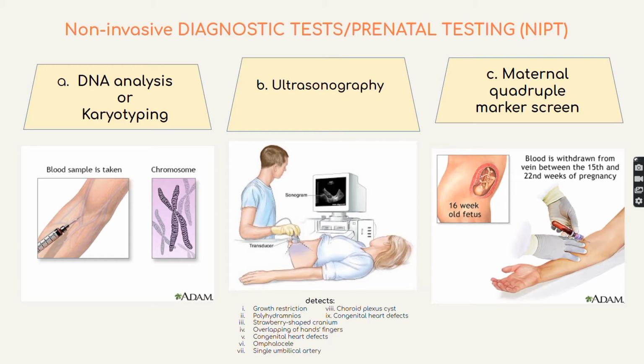Next, ultrasonography. Through imaging, sonographic abnormalities are seen with two or more of the anomalies visually present in about 90% of the fetuses and two or more anomalies present in about 55% of fetuses with trisomy 18, done ideally between 18 to 22 weeks of pregnancy, many of which may include growth restriction, polyhydramnios, strawberry-shaped cranium, choroid plexus cyst, overlapping of fingers, congenital heart defects, omphalocele, and a single umbilical artery.